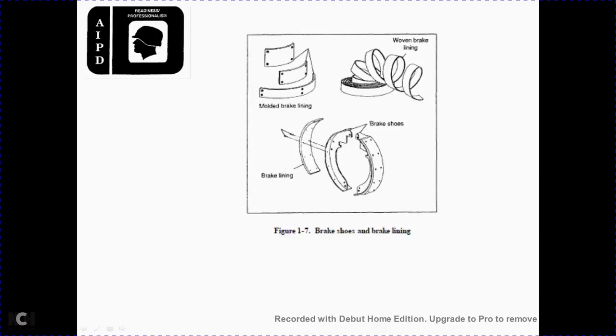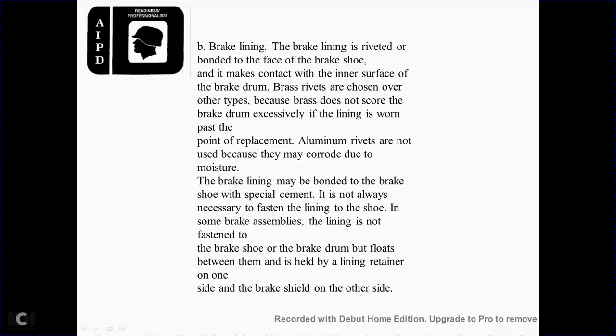Brake shoe and brake lining. Brake lining, brake shoes. Molded brake lining and woven brake lining. The brake lining is mounted on the base of the brake shoe and makes contact with the inner surface of the brake drum. It is fastened with brake rivets, or on another type of brake shoe with screws.